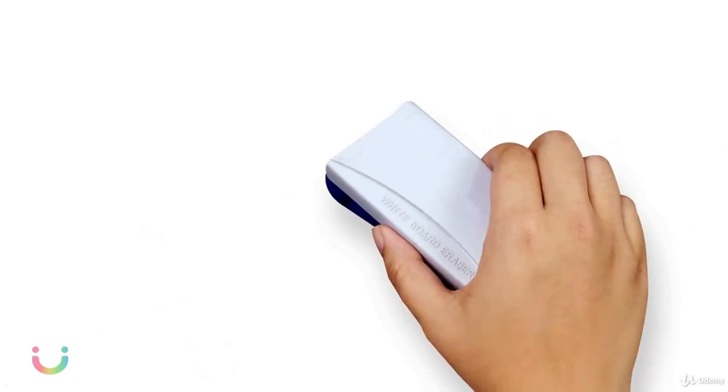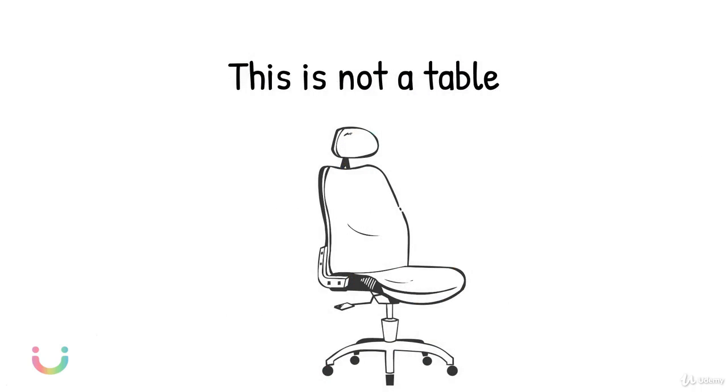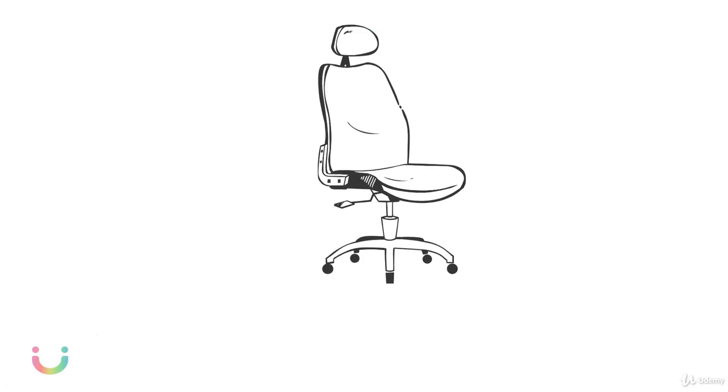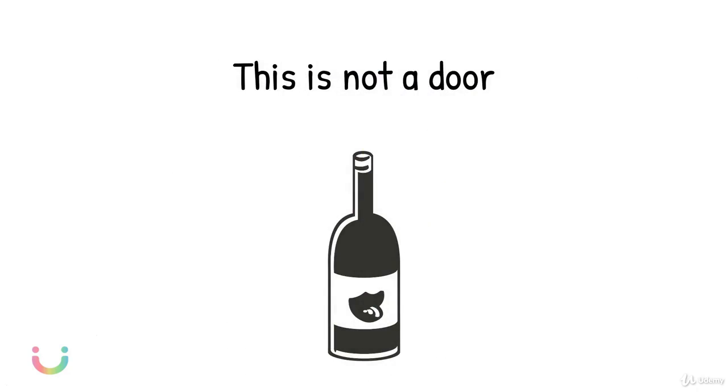To make a negative sentence, we use is not. This is not a table. Repeat. This is not a table. This is not a door. Repeat. This is not a door.